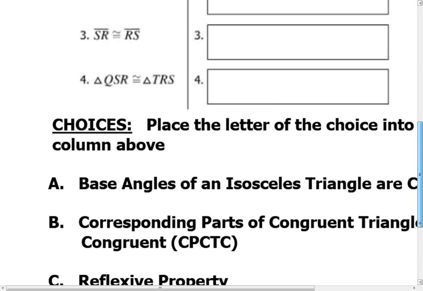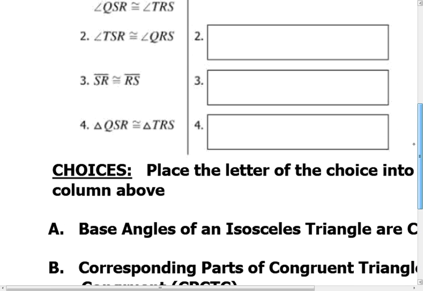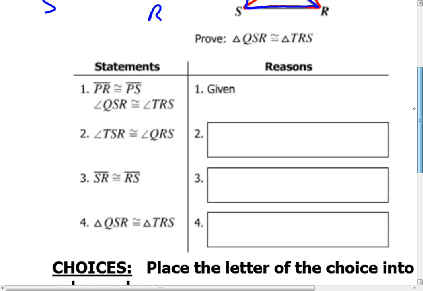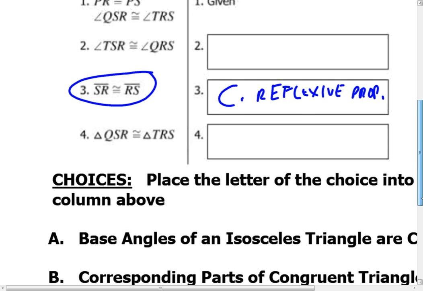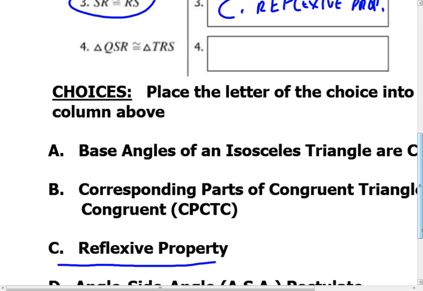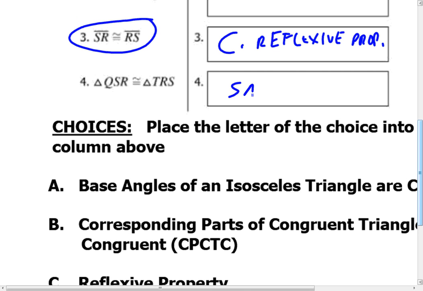Let's see. Reflexive property is usually easy to find. Do we have a reflexive property anywhere? Do we have something equal to itself? So I know I've got reflexive property. I don't really care where all this is leading to. But I know that that's reflexive property. I know that the final answer either has to be side angle side or ASA. So it's either SAS or ASA. I don't know yet.